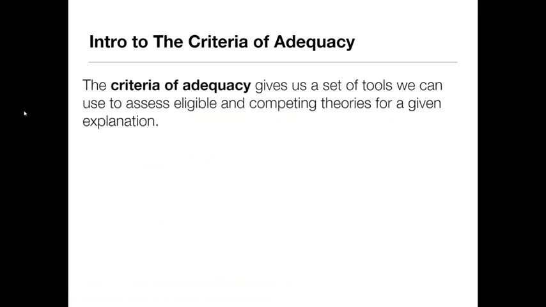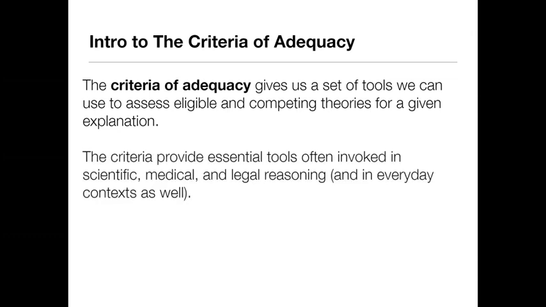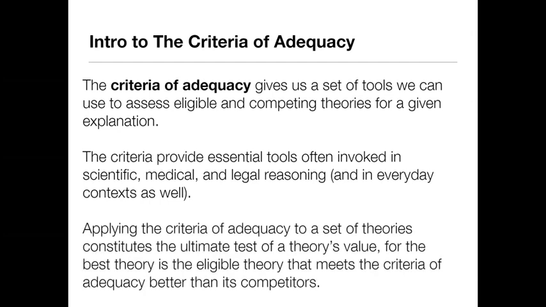Okay, so the criteria of adequacy gives us a set of tools, as I mentioned, we can use to assess eligible and competing theories for a given explanation. The criteria provide essential tools often invoked in scientific, medical, and legal reasoning, and in everyday contexts as well. So applying the criteria of adequacy to a set of theories constitutes the ultimate test of a theory's value. For, we want to say, the best theory is the eligible theory that meets the criteria of adequacy better than its competitors.